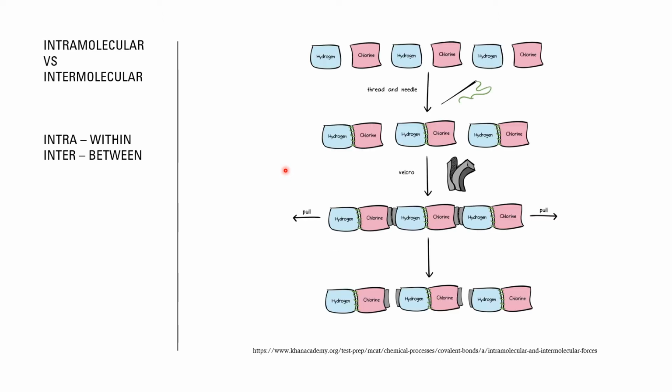I really like the analogy that Khan Academy has put into picture here. Essentially, if I have a hydrogen and a chlorine atom, I can form a molecule with an intramolecular bond by threading them together and stitching them together. And those bonds are quite strong and very, very difficult to break.